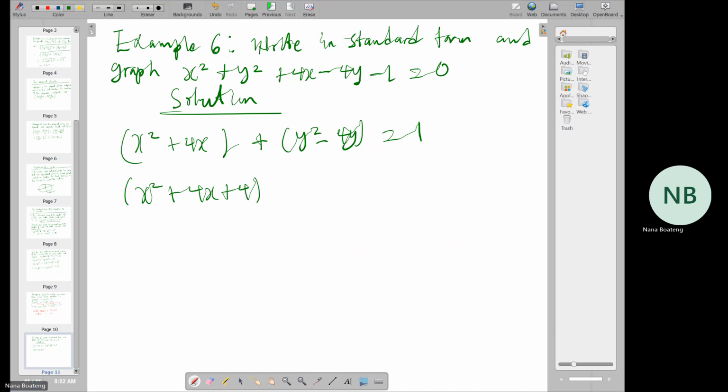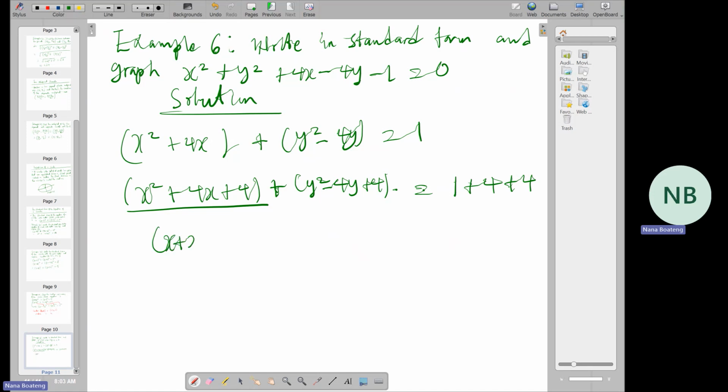And we add 4 on the right hand side. And this plus y squared minus 4y plus 4. So you have the plus 4 on this side again. All right, now if we factorize the first parenthesis, we get x plus 3 squared. And if we factorize the second parenthesis, we have y minus 3 squared. And this equals 9.